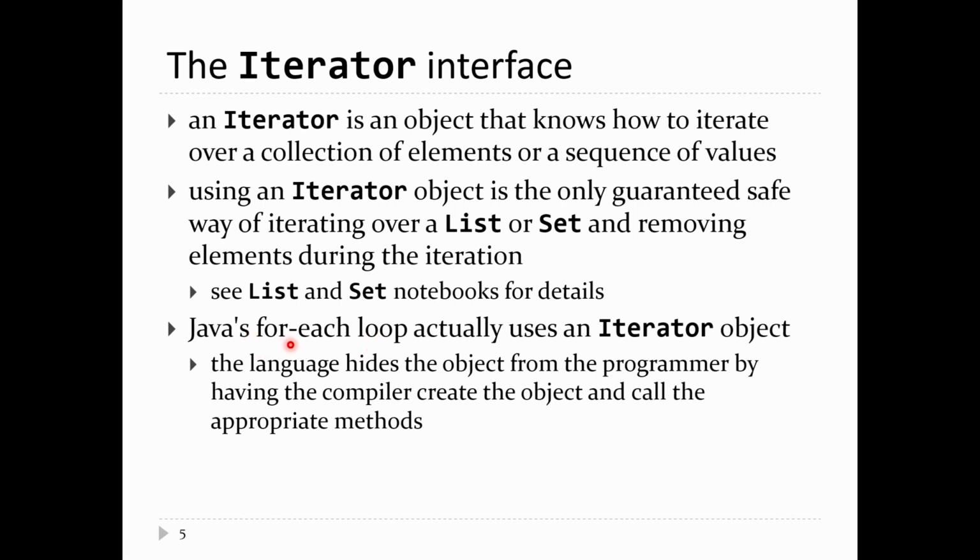Whenever you write a for each loop, the compiler is producing an iterator object for you. It hides all of the iterator creation from you, but what's happening under the hood is that an iterator object is being created, and it is iterating over the collection in your for each loop.